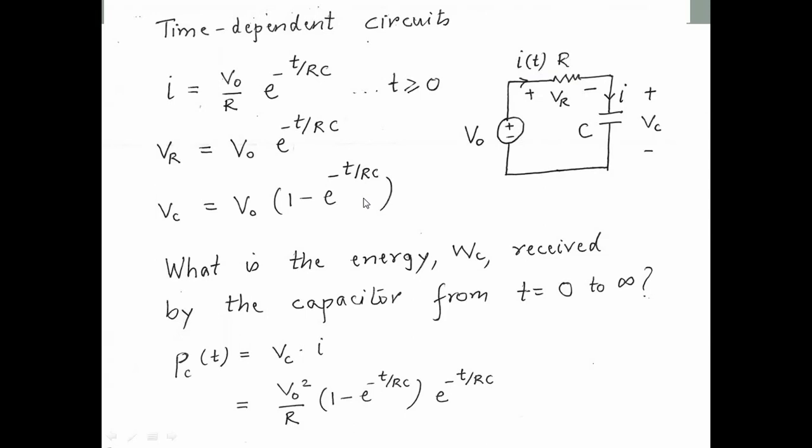Now the question I want to ask is, what is the energy received by the capacitor from time t equal to 0 to time t equal to infinity? So energy is power times time. So first we find the power. So the power delivered to the capacitor is the voltage across the capacitor times the current. The current is flowing into the positive terminal. So this is the power delivered to the capacitor, and we write out Vc and I. So we get this expression.